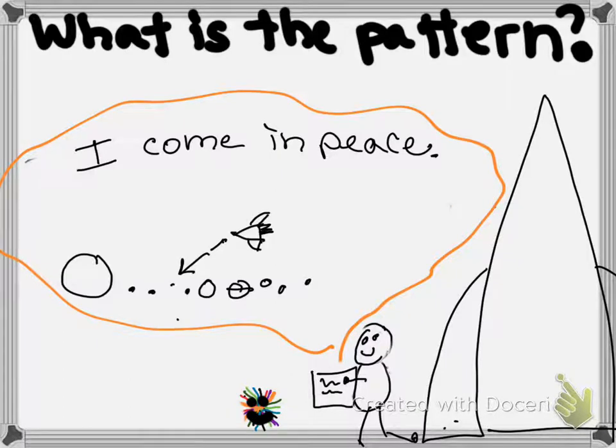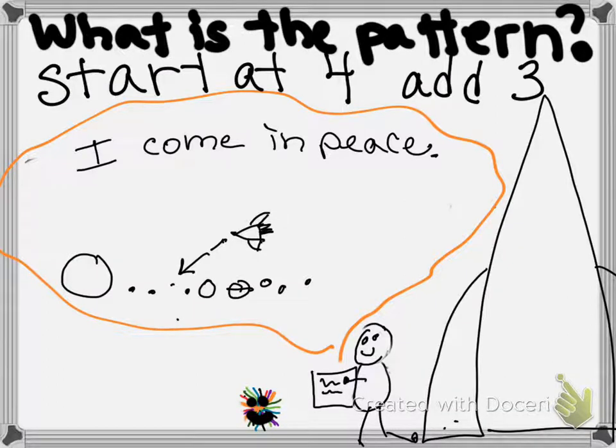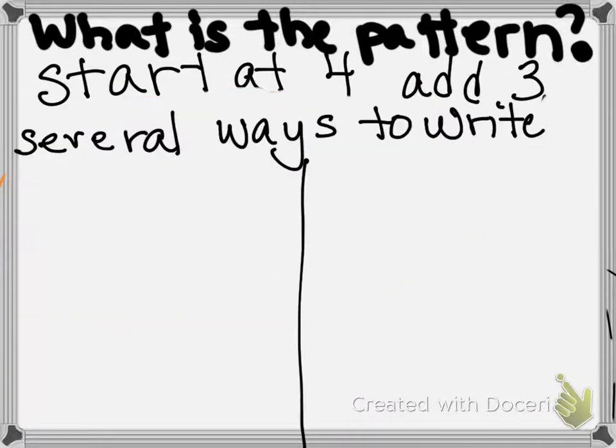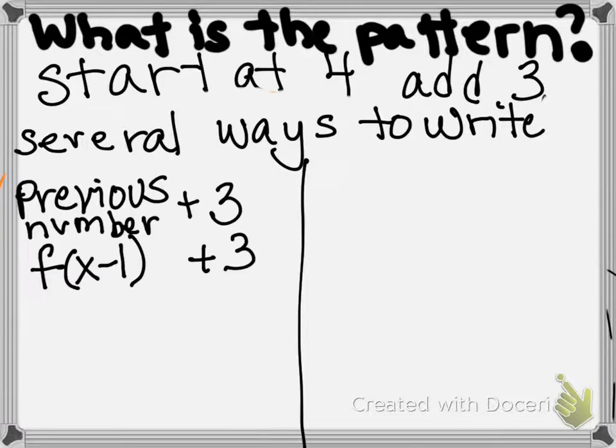All right, this sequence has a pattern, and we're going to analyze it. What is the pattern? In this sequence, it started at 4, and every time she blinked, it added 3. There's several ways to write about this sequence. One of the ways is to use the term previous number. So if we said previous number plus 3, that is one way to describe this sequence.